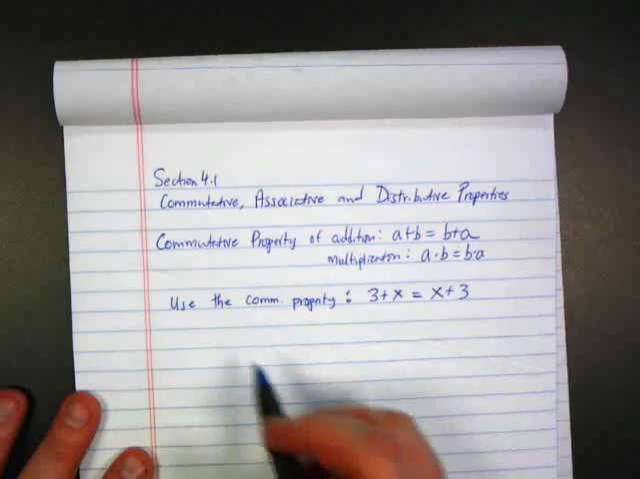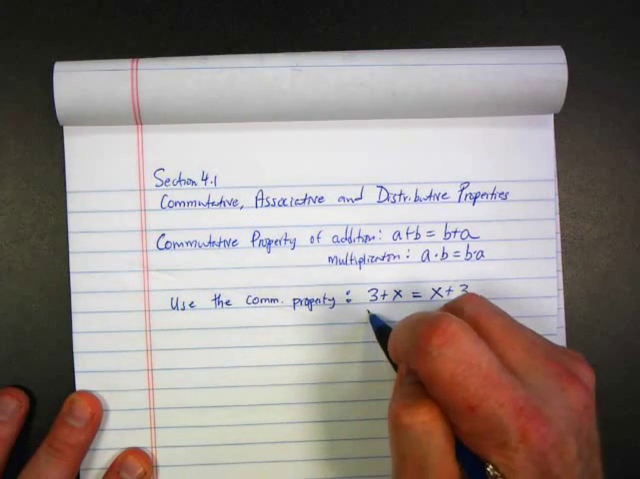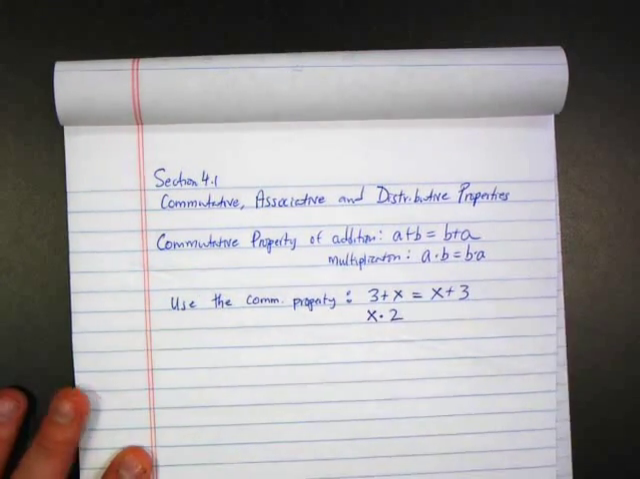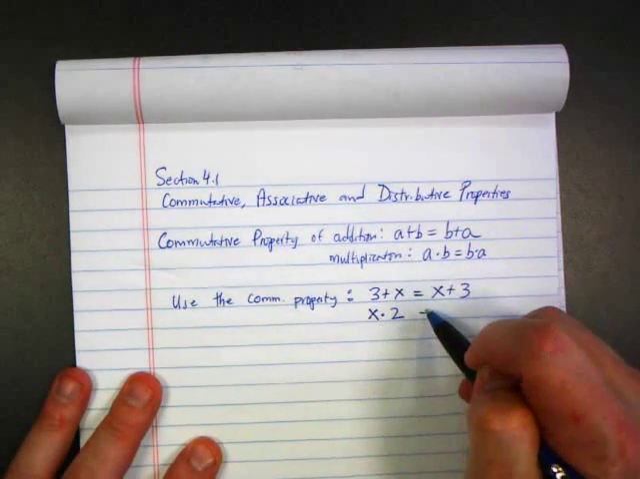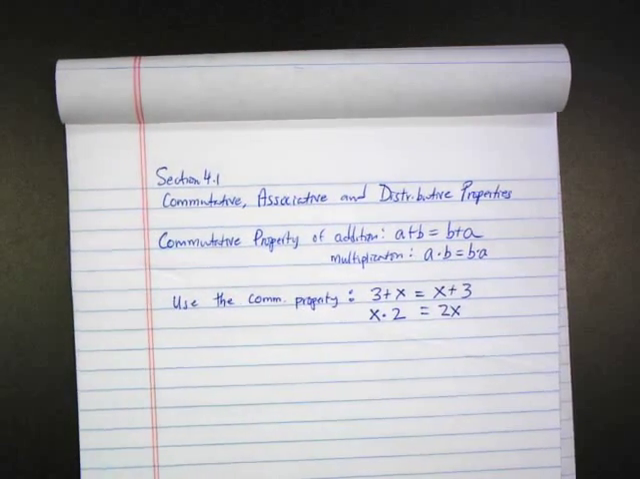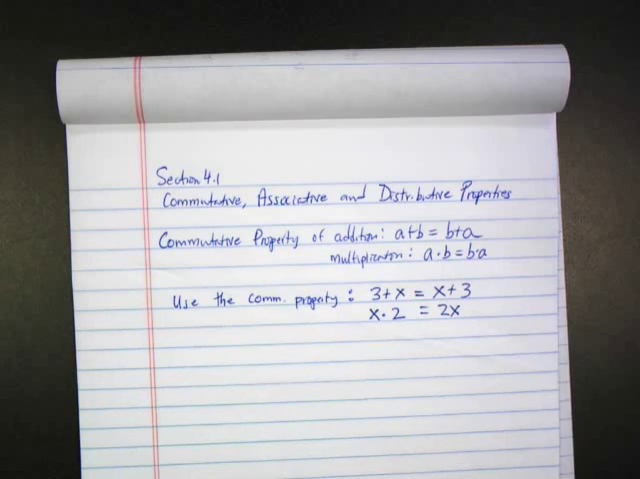Or I might say use the commutative property on x times 2. Now that one looks really funny to me. We usually don't write things as x times 2. We usually write them as 2x. But it's the commutative property that allows us to do it. It's the commutative property that allows us to just switch the order.